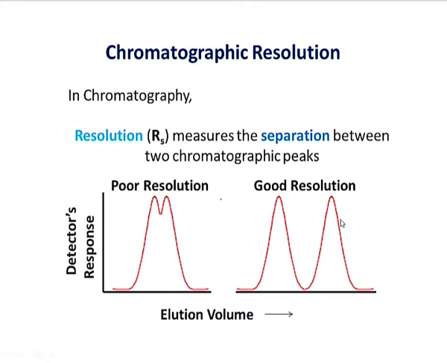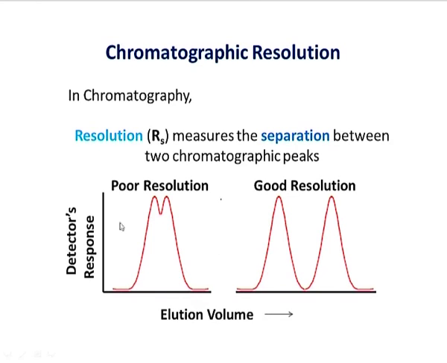Resolution in chromatography, which is denoted by RS, measures separation between two adjacent chromatographic peaks. For example, you have a solute mixture containing 3 solutes. Now, a chromatogram would appear as 3 peaks, peak 1, 2 and 3. Resolution would ensure how well the two adjacent peaks, peak 1 and 2 or peak 2 and 3, are resolved or separated or distinguishable in a chromatogram.